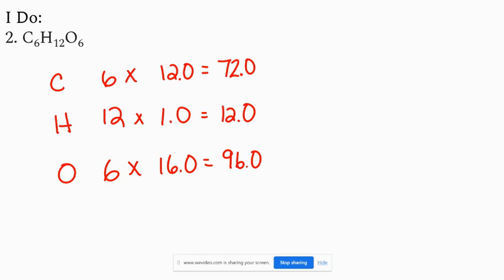I miss my old whiteboard where I could toggle between different colors easily.